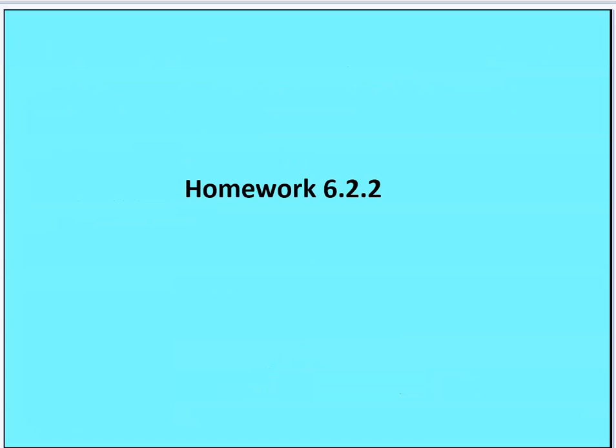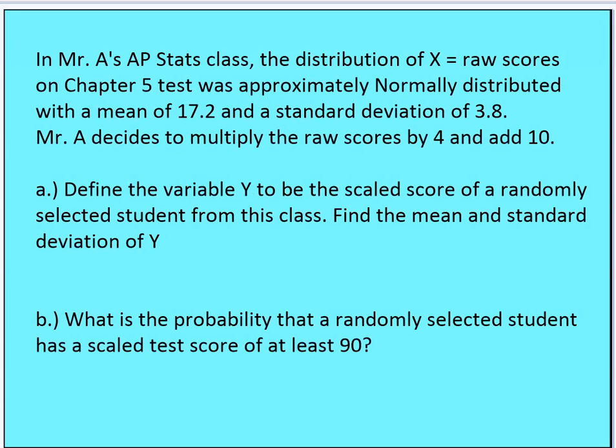All right, so this brings us to our homework 6.2.2. I'm going to put this up for a moment, and you can copy this down. Mr. Otten's AP class. The distribution X of raw scores on the Chapter 5 test was normally distributed with a mean of 17.2 and a standard deviation of 3.8.